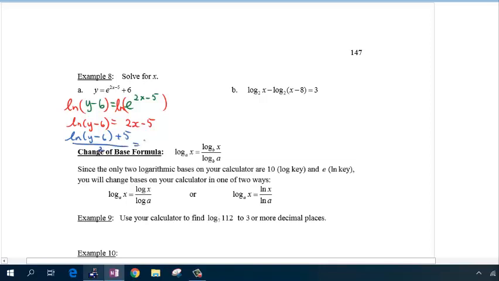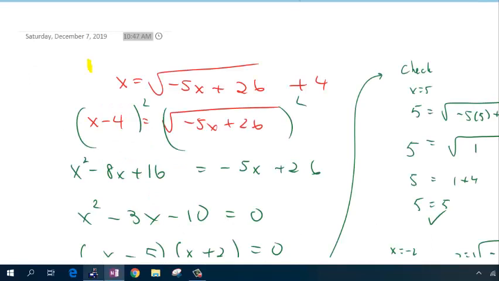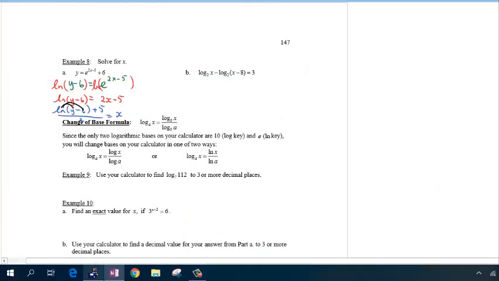And that would be my answer for x. Once again, do not distribute the ln. Don't do that kind of stuff.